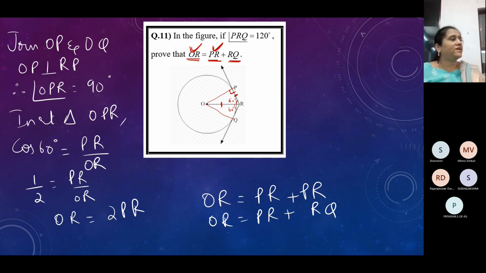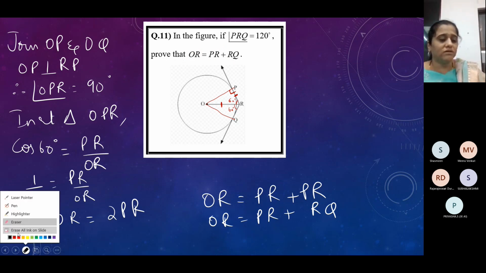So just join, get triangles. And using the theorem radius perpendicular to tangent, you get right triangles. Take any one of the two right triangles, any one you can take, and use the appropriate ratio. Now, how to decide? We have three ratios. Which one to use? Look at the sides. Which sides you have to connect?